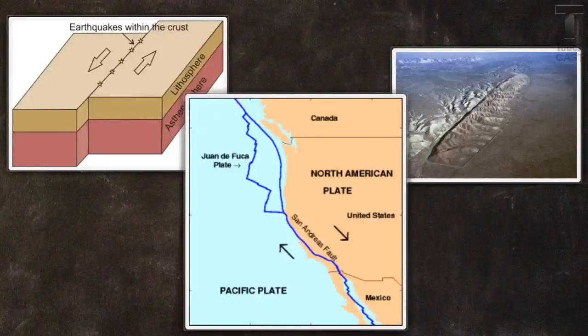The real-world example for a transform boundary would be the San Andreas Fault, where the Pacific Plate and North American Plate slide past each other, as you can see in the middle picture. Now, with this motion comes earthquakes, which you can see in the left picture. The right picture is a real-world picture of the San Andreas Fault. Now, earthquakes can occur at any plate boundaries, but they're most often associated with transform plate boundaries.